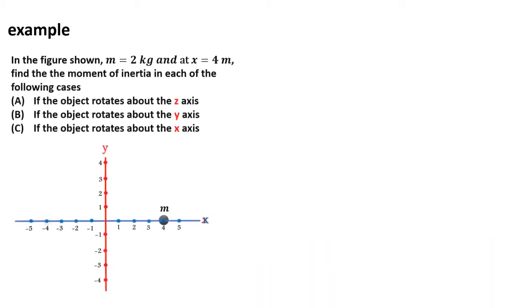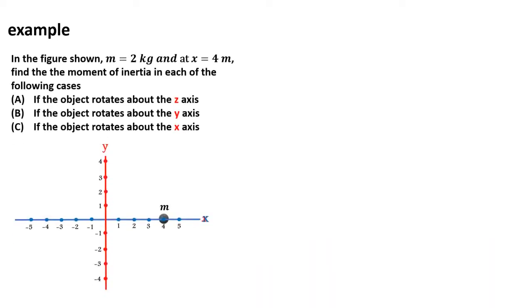Example. In the figure shown, m equals 2 kilograms and the object is at x equals 4 meters. Find the moment of inertia in each of the following cases. A. If the object rotates about the z-axis. B. If the object rotates about the y-axis. And C. If the object rotates about the x-axis.